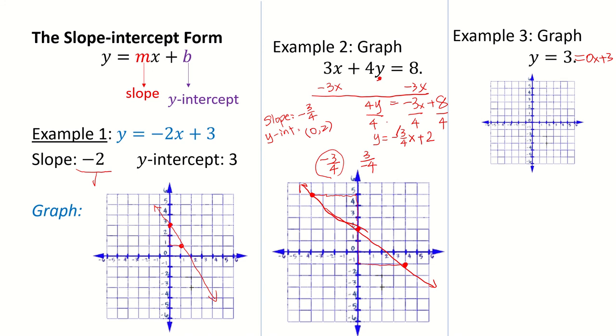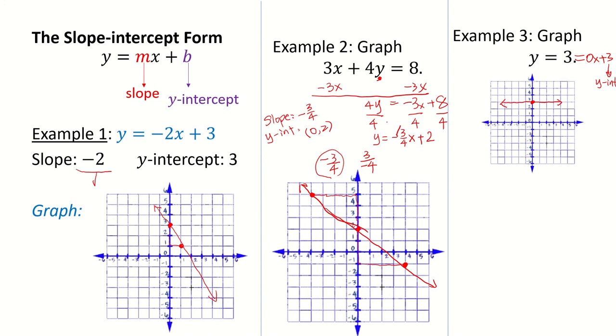You should have a horizontal line, with y-intercept equal to 3. So since your y-intercept is 3, you should start here, and it's a horizontal line. So it's a horizontal line passing the y-axis at 3.